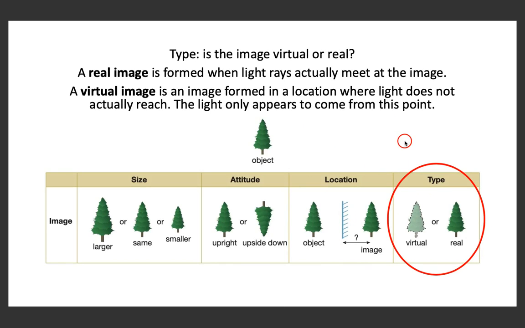And then the type is a characteristic that students often find confusing. We are going to talk more about this shortly. For now, here is the definition of a real image and a virtual image. A real image is formed when light rays actually meet at the image. We're going to see what that looks like. A virtual image is an image formed in a location where light does not actually reach. That means the light only appears to come from that location, but it doesn't actually reach it. So what does that actually look like?